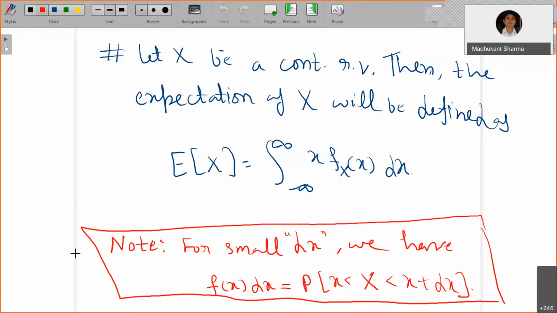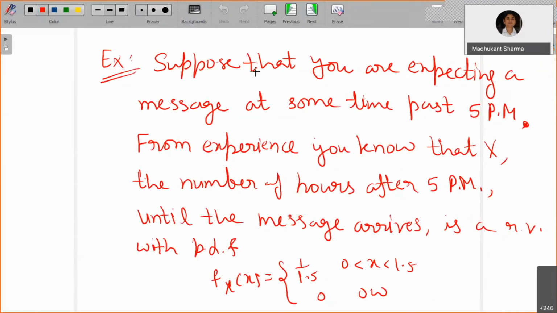Here I have already given you a similar note that for small dx we have this. For each value of X, this is the weighted probability. This is the probability for each value of X. So x into this will give you the actual thing we require, the expected one. Then you take the sum in the limiting case, and that's going to be the integral. Okay, right.